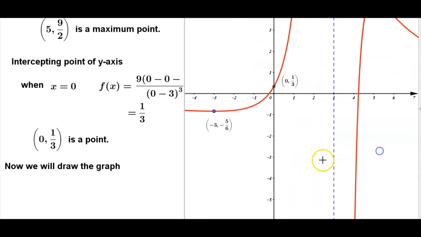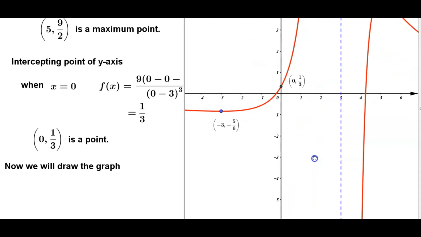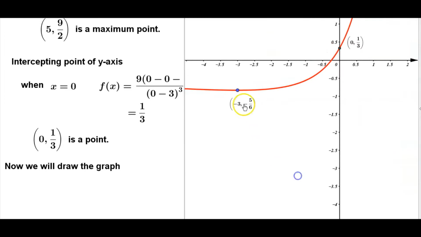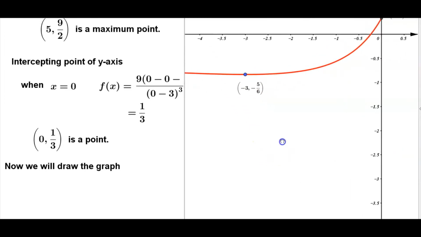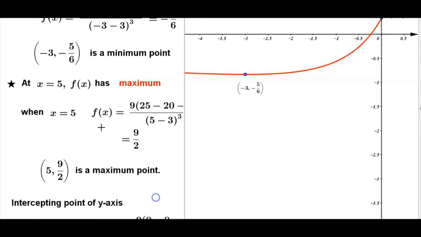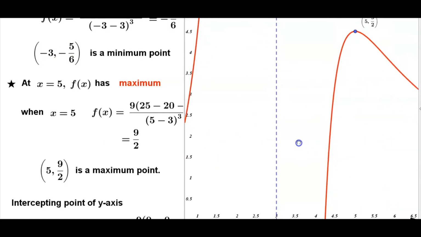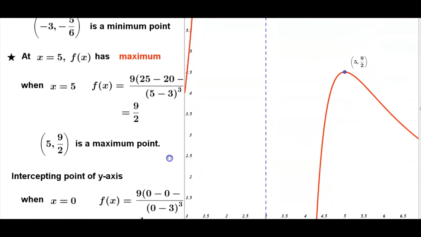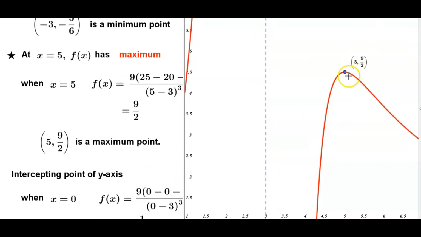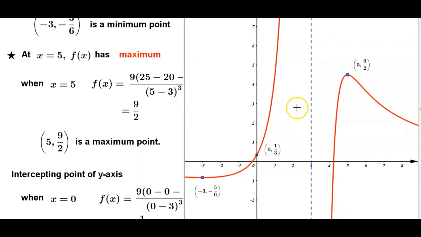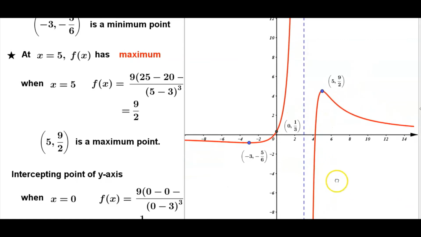When we zoom this graph, we can clearly observe the minimum point and maximum point. Here is the minimum point, (3, minus 5)... minus 3, minus 5 is the minimum point here. And the maximum point we can observe here, 5, 9/2 maximum point. Approximate graph.